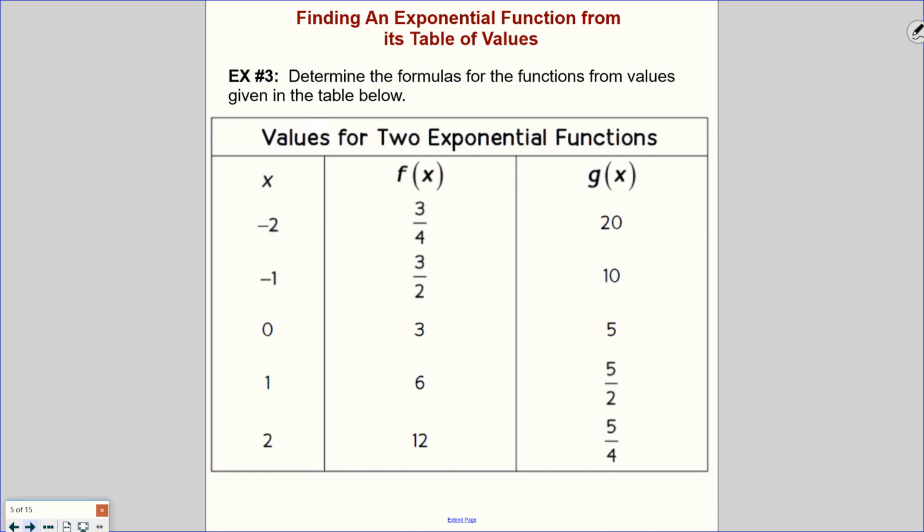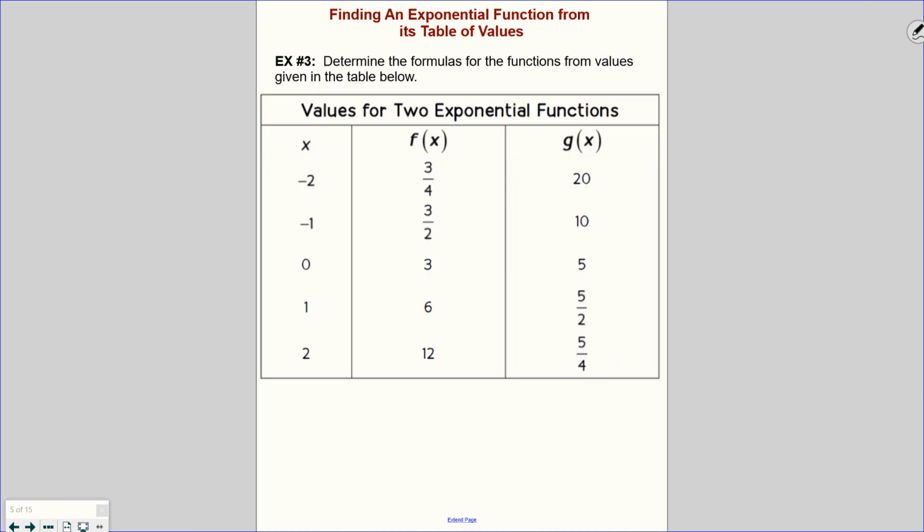Okay, so we want to determine the formula for a function given what you see in this table. So we want to use the values for f and for g both. So it's two different functions. If we plug in the various values of x, we get certain values for f of x. We're told they're exponential, so we want to write down the equation that you would get.